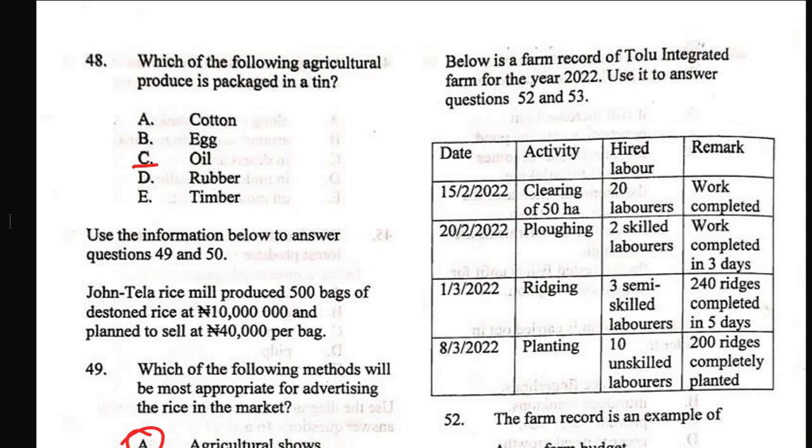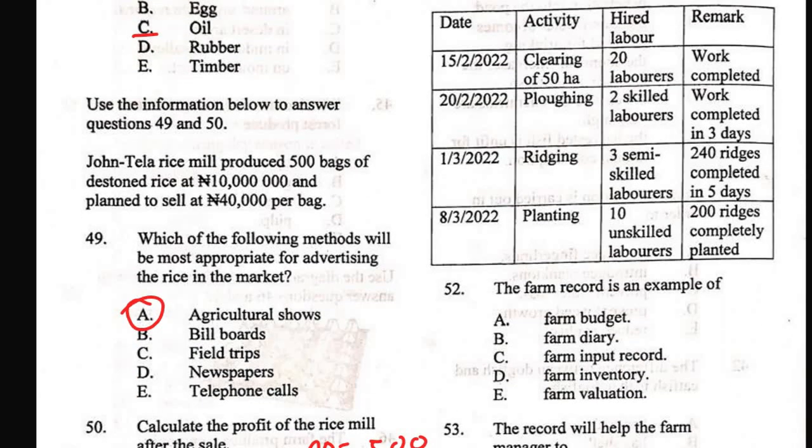Now question 52 says, the farm record is an example of what? A, farm budgets, B, farm diary, C, farm input record, D, farm inventory, E, farm valuation. The right answer is B, farm diary.